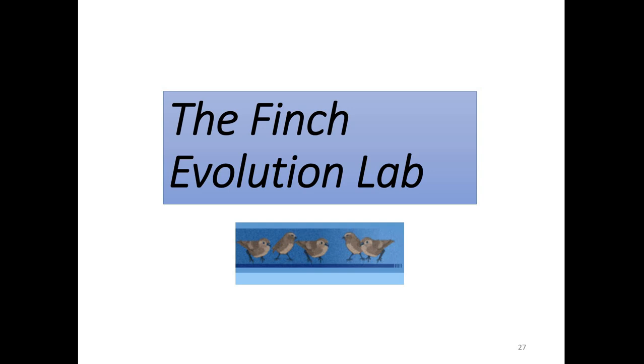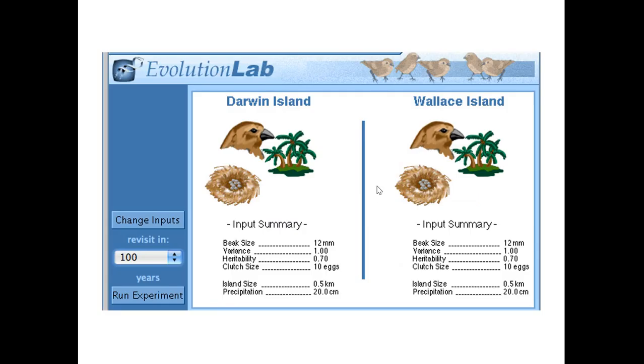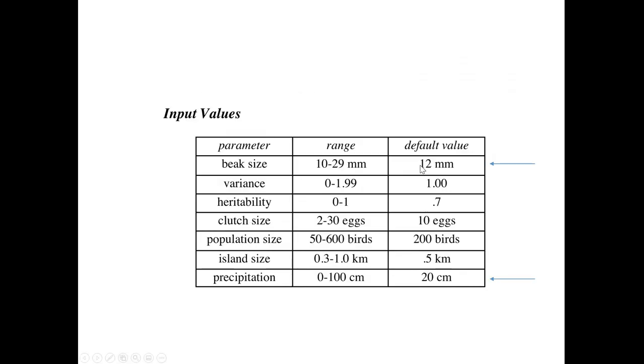And so what we're interested in understanding here is how precipitation affects beak size. We can use these two fictional islands with the simulator. One's called Darwin Island, the other is called Wallace Island. Hopefully you can understand why by now. Then you can vary these different inputs to study different things based on what you're interested in knowing. What we're particularly interested in understanding is how precipitation affects the average beak size of the population. You can see that this is the range of inputs that you can use on the simulator. These are your options, and these are the default values.